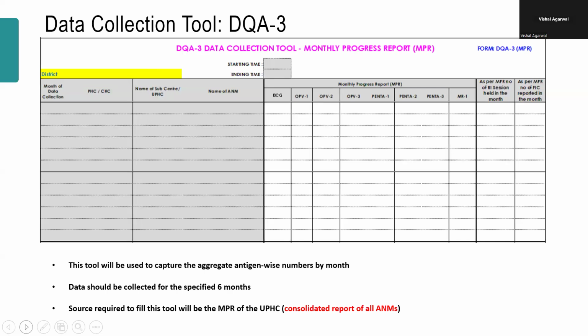So data collection tool number 3, the source for this tool is the monthly progress report, which is being compiled by our health workers. This is basically the aggregation of all the tally sheets. The source required for this tool is the monthly progress report, which is available at the health facility. Data should be collected for all 6 months. Next slide, please.